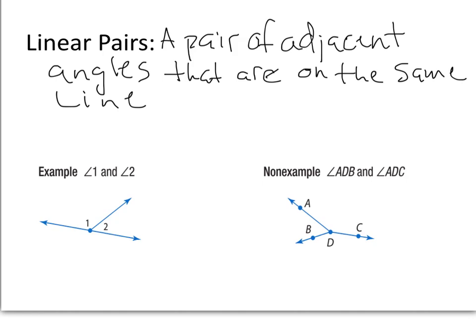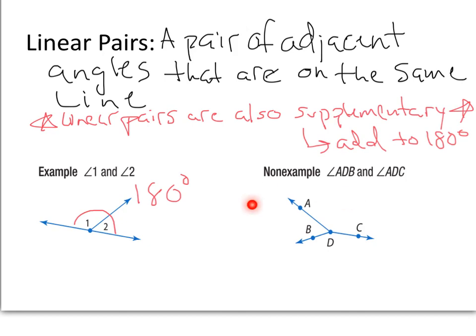And since they're linear pairs, we know they're on the same line, and we have to remember that all lines have a measure of 180 degrees. And since angle 1 and angle 2 are linear pairs, we can also conclude that linear pairs are also supplementary.